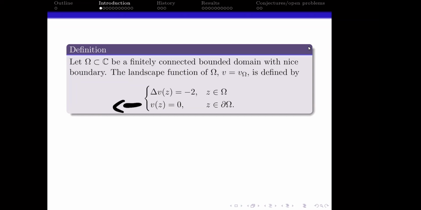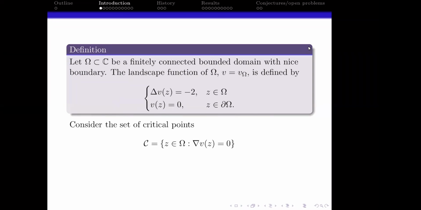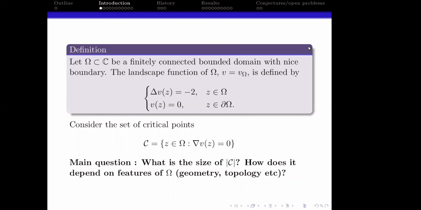The main point of this talk is to look at the set of critical points, which is where the gradient vanishes for this function v. And we ask, what is the size of this set of critical points? How big is it? And how does it depend on features of your domain omega? Suppose the domain looks a certain shape or has a certain number of holes, then what can you say about the set of critical points and its size?